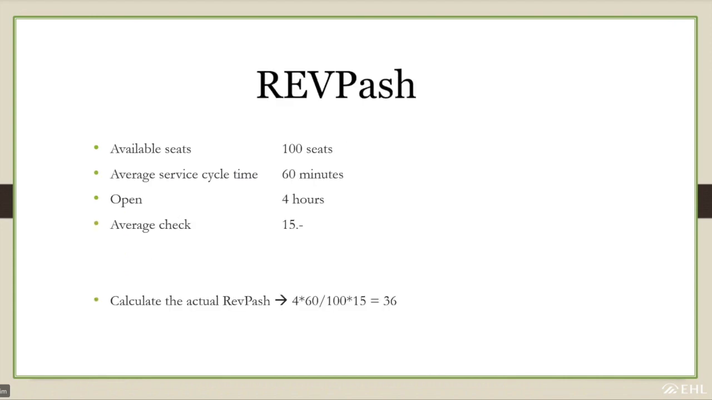The RevPASH is the revenue per available seat per hour. So what you are doing is basically the amount of hours divided by the number of seats times the average check, which then gives you a number of 36 euros revenue per seat per hour that you have here, because you have a 60 minute service cycle time as well.